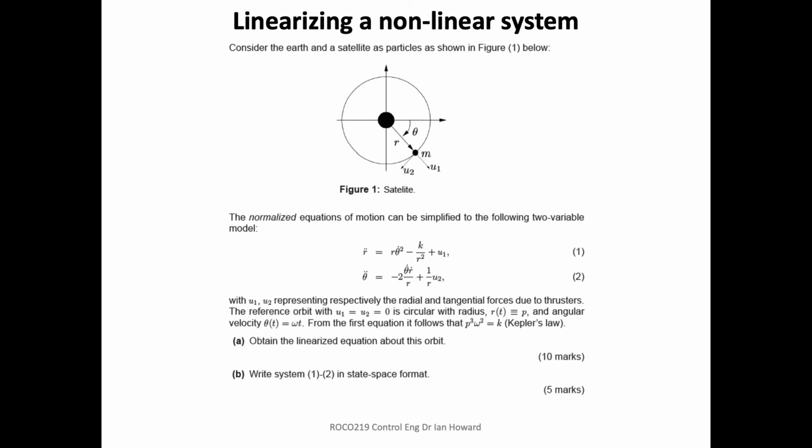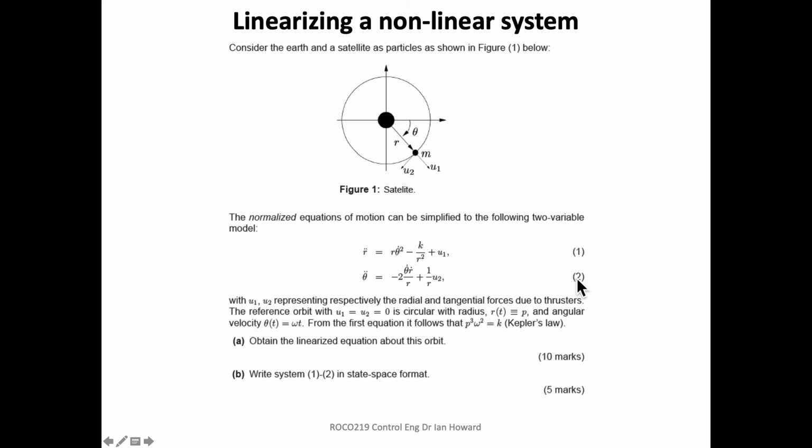So this is going to be linearizing a system which is really a model of the Earth and the satellite going round it. The model treats them as point masses, so they're modeled as particles. And we've been given the normalized equations of motion. r double dot equals r theta dot squared minus k divided by r squared plus u1. Theta double dot equals minus 2 theta dot r dot divided by r plus 1 divided by r u2. It says u1 and u2 represent radial and tangential force due to thrusters.